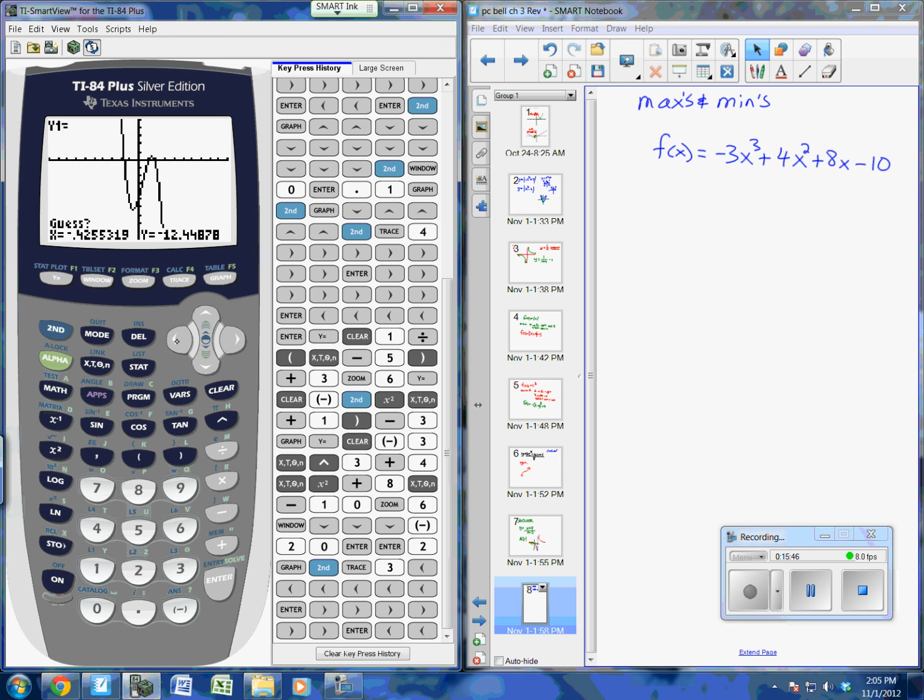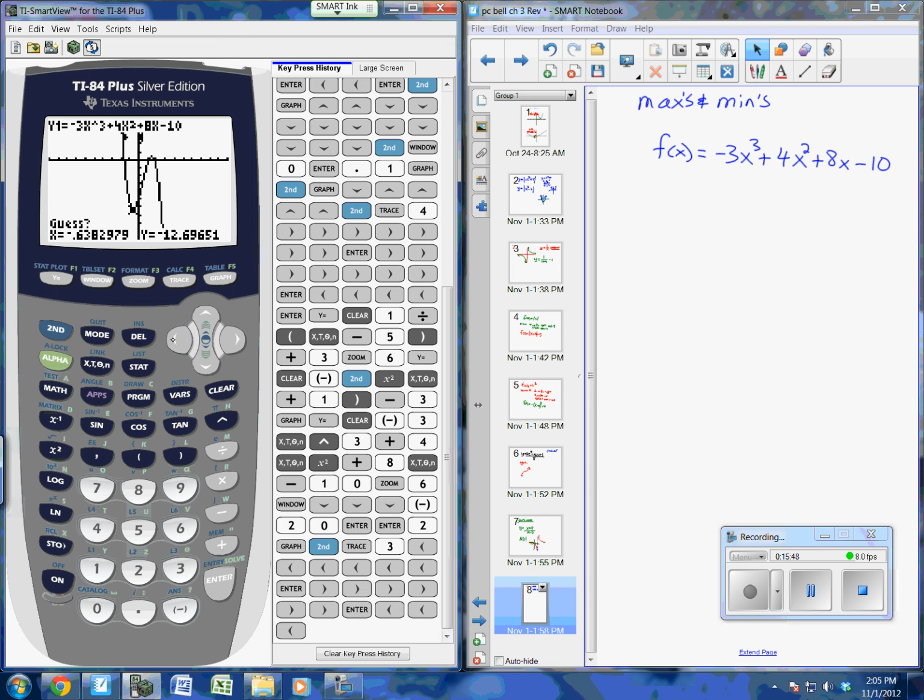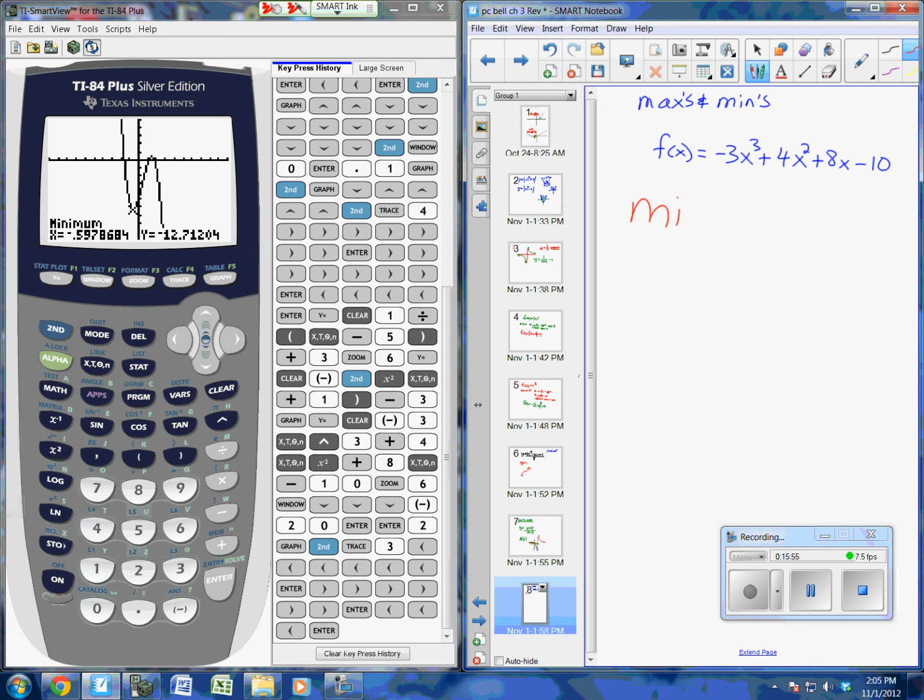Now it's asking me for a guess. I go back close to where the vertex is, or the minimum, and I get the minimum is going to be at -0.6, right? Because if you round to the nearest hundredth, it's going to be -0.6 because the 7 rounds the 9 up. Okay, comma, -12.71. Any questions on that one? See how close you were.